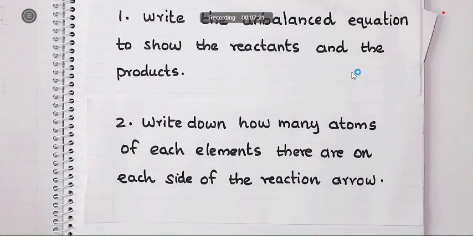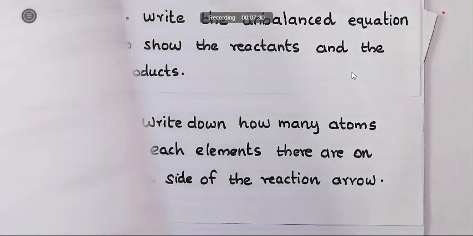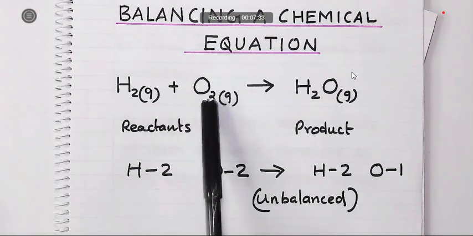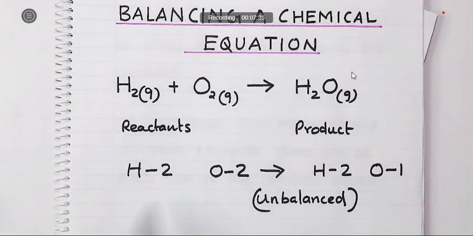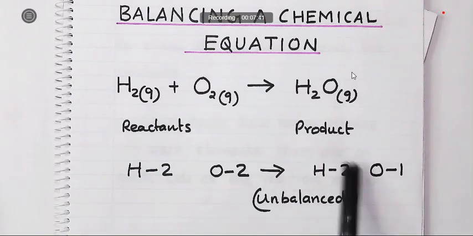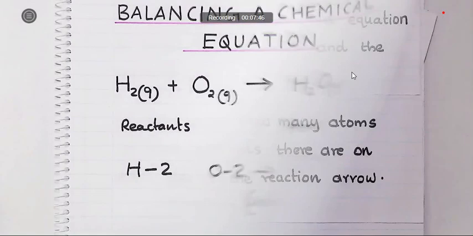The second step is to write down how many atoms of each element there are on each side of the reaction arrow. You must write down each element on the left hand side and the right hand side. Here you have 2 hydrogens, 2 oxygens. Here on the right hand side you have 2 hydrogens and 1 oxygen. So you should write down how many atoms there are. That is the second step.